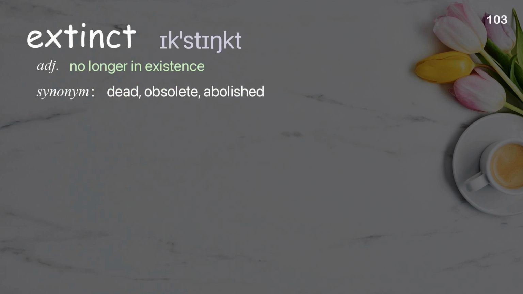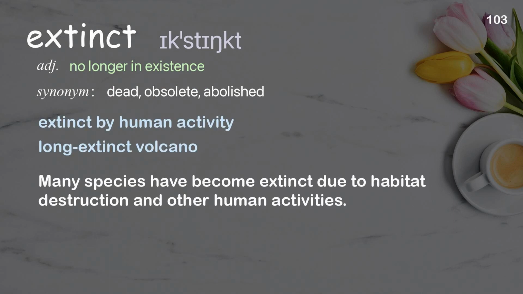Extinct. No longer in existence. Examples: extinct by human activity, long extinct volcano. Many species have become extinct due to habitat destruction and other human activities.